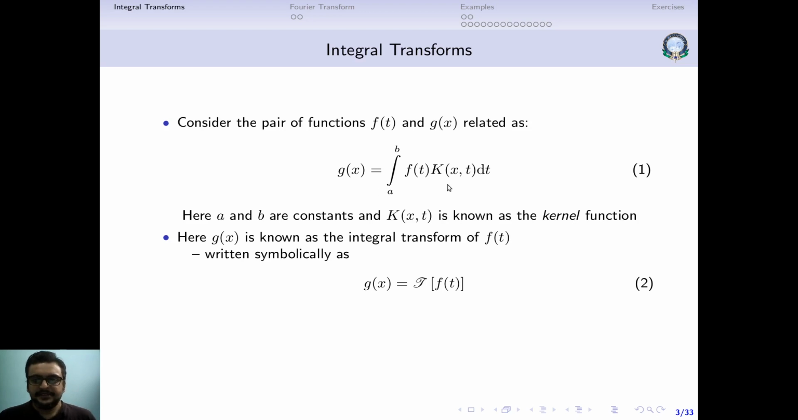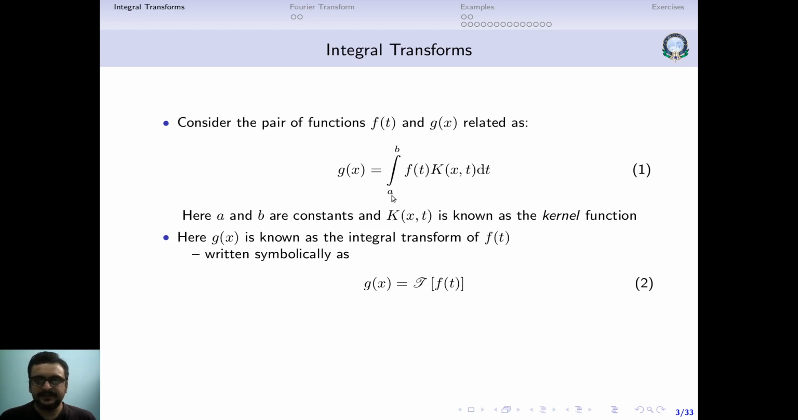And we can write this equation number 1 symbolically in this way: g of x is equal to some stylized T applied to f of t. This is just a shortcut way of writing this. I'm applying this operator T on this function f of t. So when I apply this operator T on f of t, I'm basically taking the integration of f of t after multiplying with the kernel function from a to b with respect to t. The moment I give this symbol, of course it is understood that I know what a and b are and what the kernel function is.